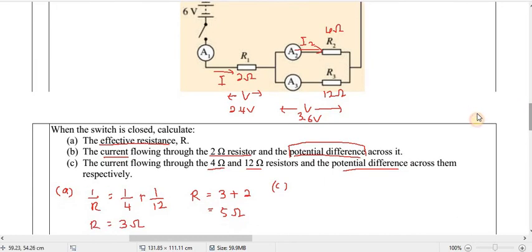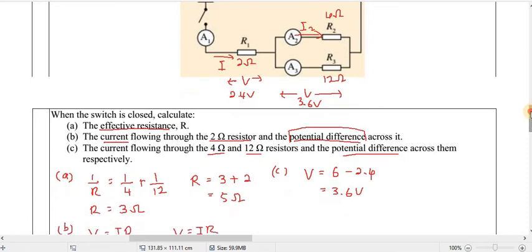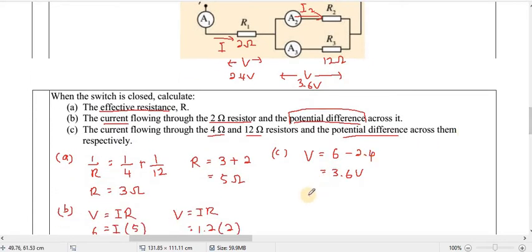So now that you have the potential difference, we calculate it: 6 minus 2.4, so you get 3.6 volt. And then after that we calculate the current. So V equals IR. I want to calculate the potential difference for R2, so I use the current at R2 and the resistance at R2. So the potential difference is 3.6. I put I2.